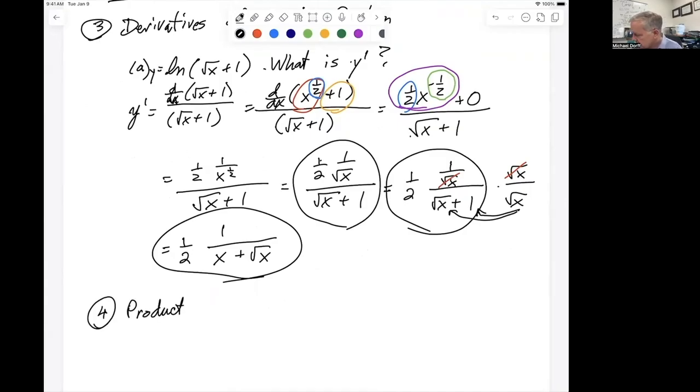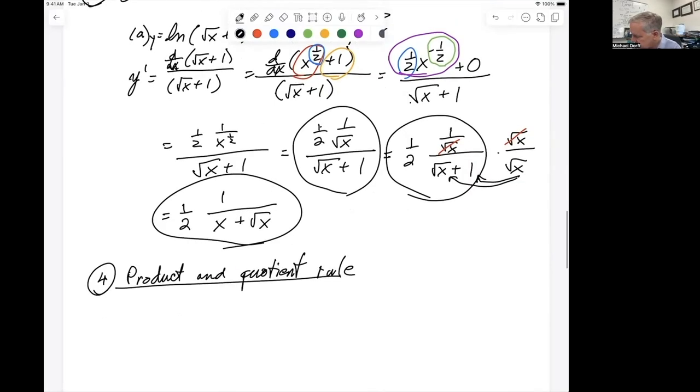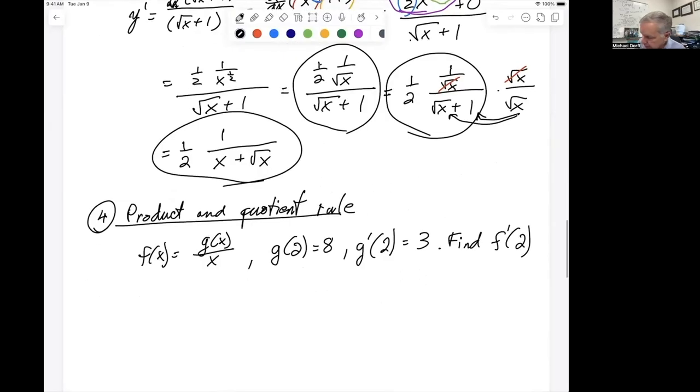Okay. Product rules and quotient rules here. So what's an example of the product and quotient rule? Let's just do this one that's in the notes here in the study guide. So I have f of x equals g of x over x. g of 2 is 8. g prime of 2 is 3. And you're supposed to find f prime of 2. So we have to remember the quotient rule because this is a quotient, right? I have g of x in the numerator and I have x in the denominator.